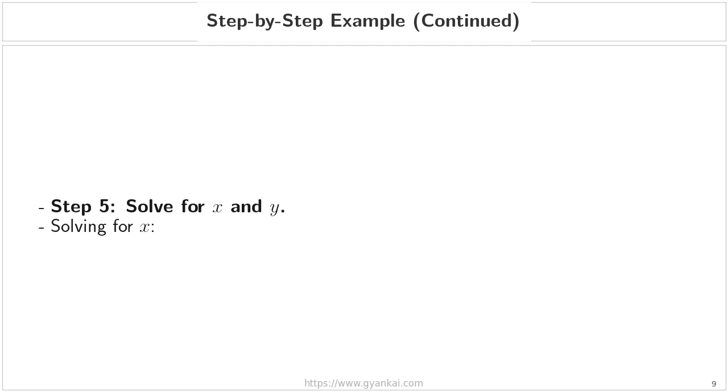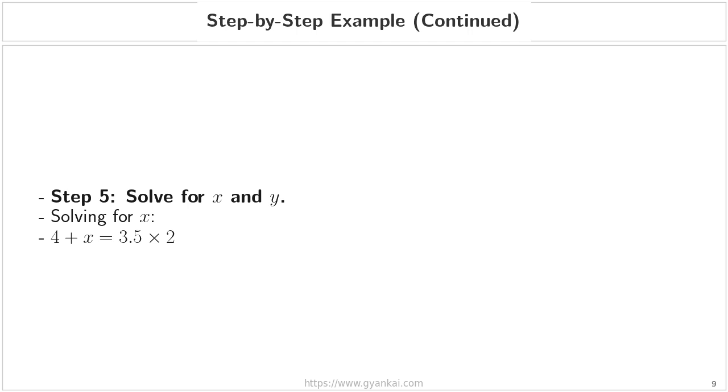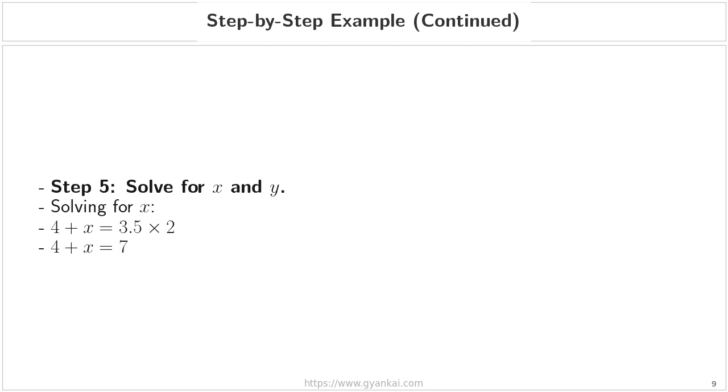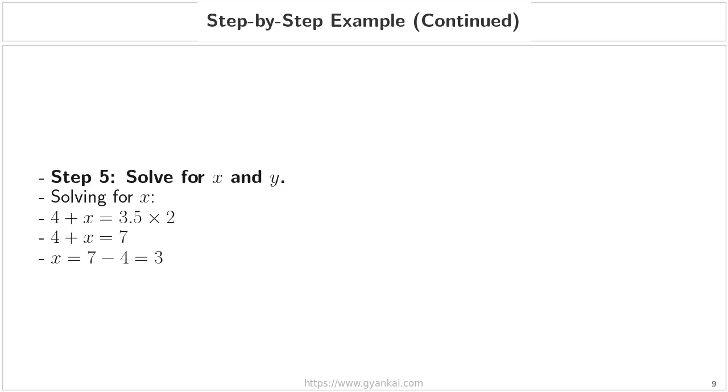To isolate x, our first move is to multiply both sides by 2. This gives us 4 plus x equals 3.5 times 2. When we calculate that, we get 4 plus x equals 7. From here, it is a simple matter of subtracting 4 from both sides, which leaves us with x equals 7 minus 4, so x equals 3.